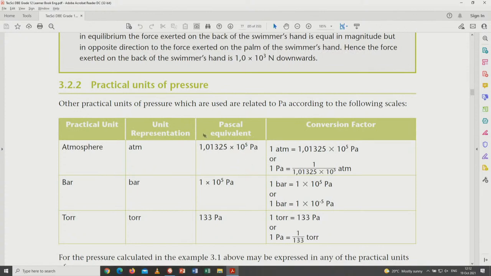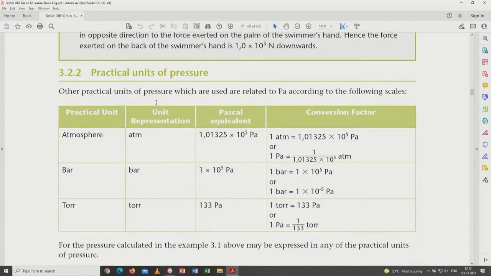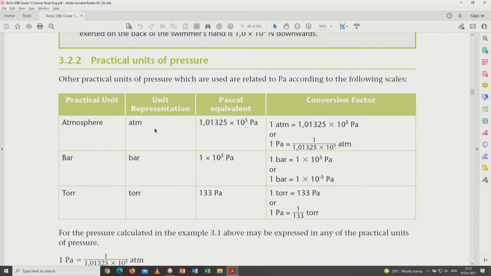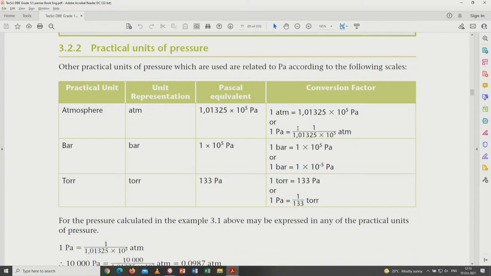Now, it is important also to notice that it goes back to those conventions. There are other practical units of pressure, such as the atmosphere. Sometimes you are told atmospheric pressure. That is given as atmosphere, and that is equivalent to 1.01325 times 10 to the power 5 pascals. So you can have a pressure in pascals, or you can have it also in atmospheres. So there is a conversion factor. One atmosphere is equal to that. Therefore, one pascal will be 1 over 1 atmosphere.